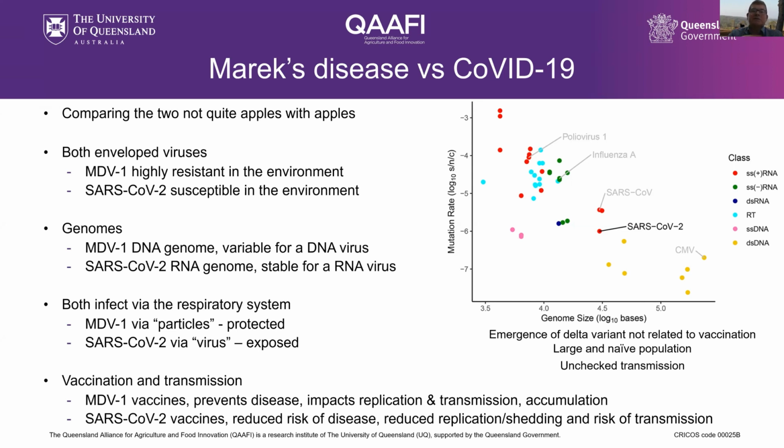So for vaccination and transmission, MDV1 vaccines, as talked about today, prevent disease and impact on replication and transmission, but they lead to accumulation in the environment. Whereas our SARS-CoV-2 vaccines certainly reduce the risk of severe disease, they reduce replication and shedding, and the risk of transmission to others.